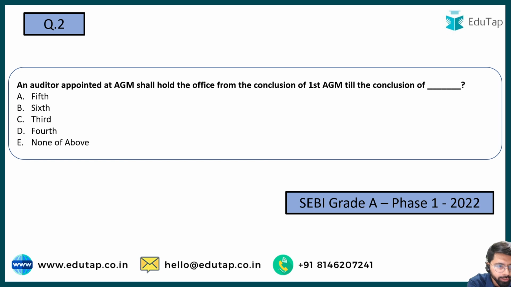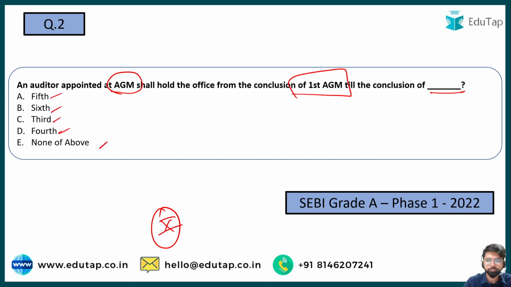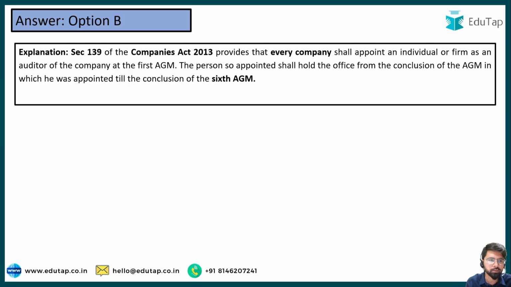The question reads that an auditor appointed at AGM, which is annual general meeting, shall hold the office from the conclusion of first AGM till the conclusion of dash AGM. This is from the chapter of auditors, chapter 10, audit and auditors. So the options are 5th, 6th, 3rd, 4th, none of the above. I hope you must have pondered over this particular question. The answer is, friends, option B, that is till the 6th AGM.